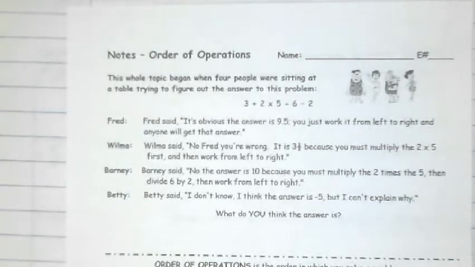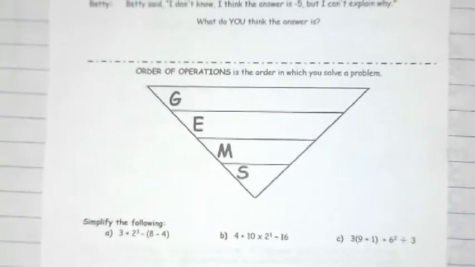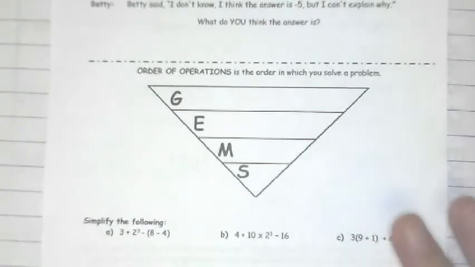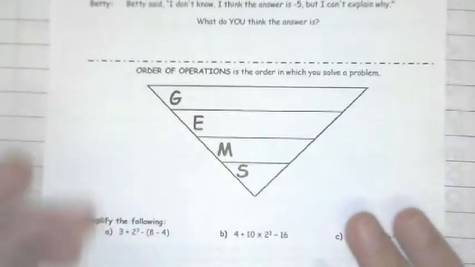Well, you're going to go back and actually solve this problem after you look at how you're supposed to be doing the order of operations. So at the bottom here, I have a table or a little chart that helps you remember the steps. So the order of operations is the order in which you solve a problem. So G stands for grouping symbols.